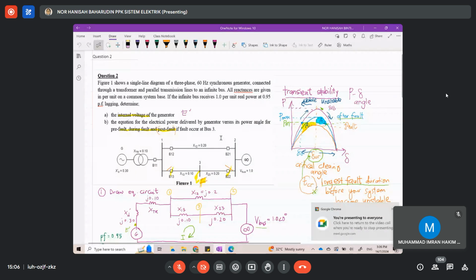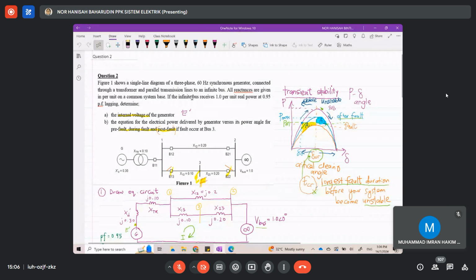Okay, Sudin. So, kita tengok ni, kita ada question 2 ni. Alright, kalau kita dapat question ni, figure 1 shows a single line diagram of a 3-phase 60 Hz synchronous generator connected through a transformer and parallel transmission line to an infinite bus. All reactances are given in per unit on a common system base.